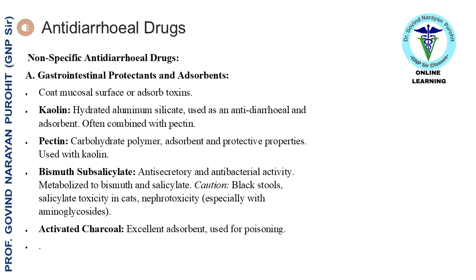So first we talk of non-specific antidiarrheals. A. Gastrointestinal protectants and adsorbents, coat mucosal surface or adsorb toxins. Kaolin, hydrated aluminum silicate, used as an antidiarrheal and adsorbent. Often combined with pectin. Pectin, carbohydrate polymer, adsorbent and protective properties. Used with kaolin. Bismuth subsalicylate, anti-secretory and antibacterial activity.